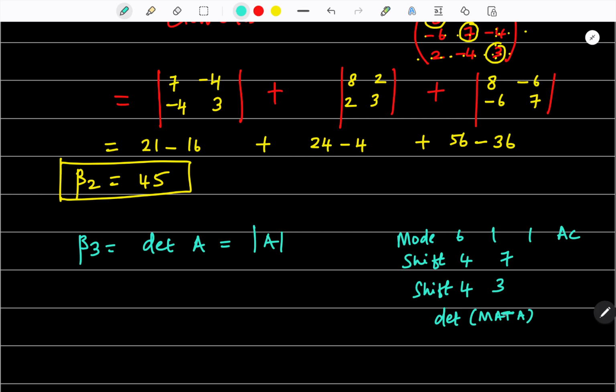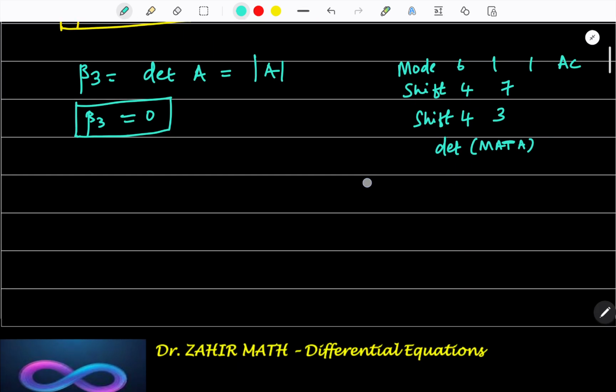So det of mat A is equal to 0. So you are getting beta 3 is equal to 0. If beta 3 is 0, one of the eigenvalues will be 0. Keep in your mind, this is also one shortcut.